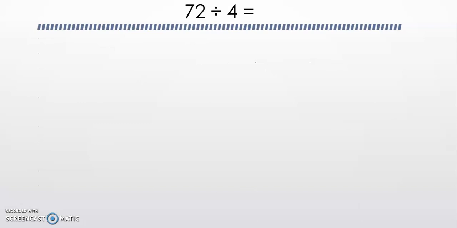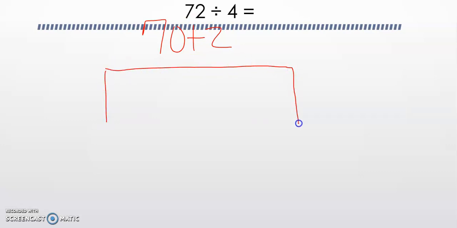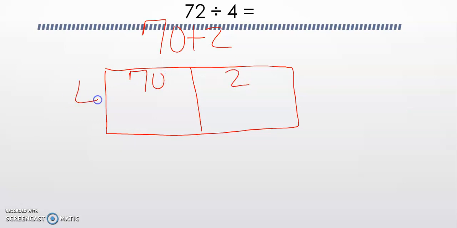First example, you have 72 divided by 4. So first I'm going to put 72 in expanded form, and that'll be 70 plus 2. If you have worked with area models with multiplication, the difference is your expanded form goes inside the box. When you multiply, they go outside. And your divisor is the number outside the house knocking at the door.